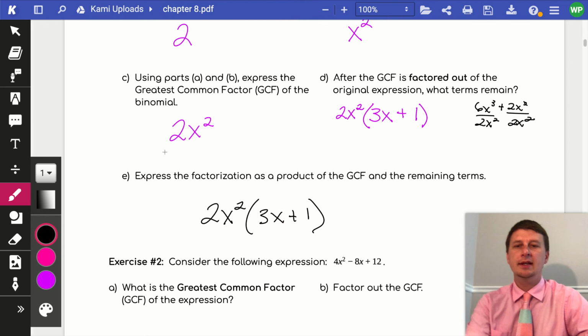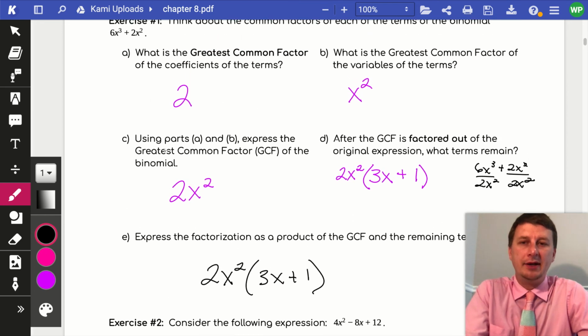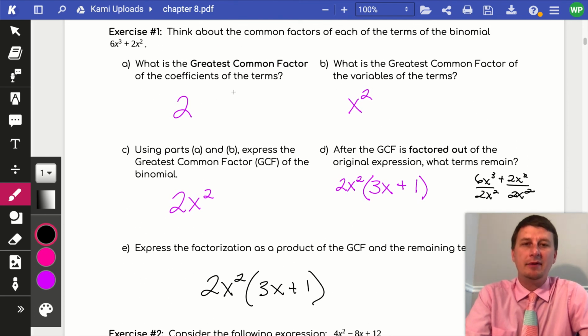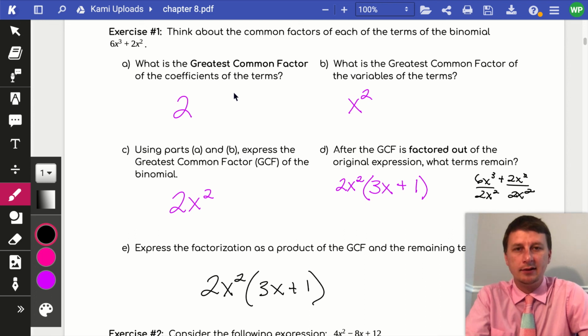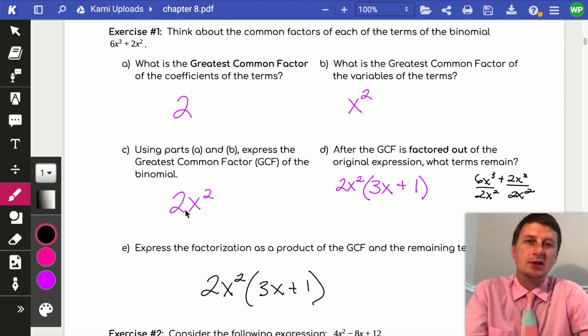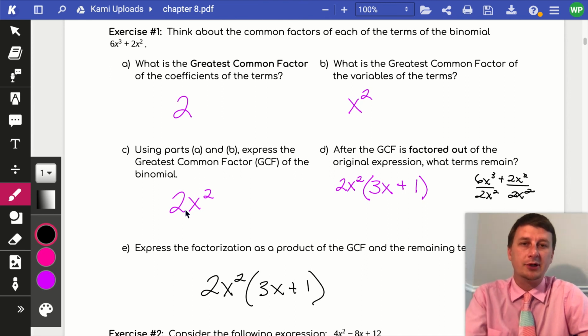So in this exercise, we looked at a binomial that had a greatest common factor that wasn't only a constant, or a variable, but the GCF was a product of a constant and a variable. Our GCF was 2x squared. And we took this 2x squared and we did something called factoring it out of the original expression.